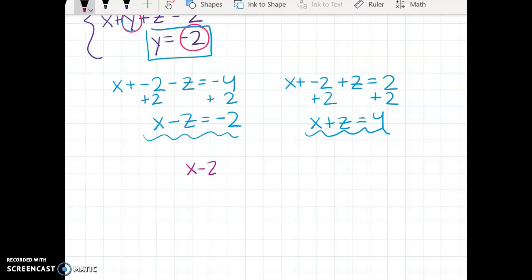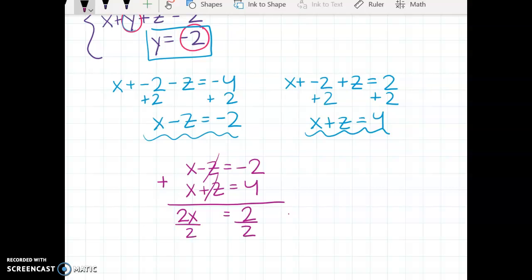So x minus z equals negative 2. X plus z equals 4. If we were in class, I'd say, do you want to add or subtract? I feel like adding, so that's what I'm going to do. So x plus x is 2x, negative z plus z is nothing, negative 2 plus 4 is 2. 2x is 2, so x is 1.